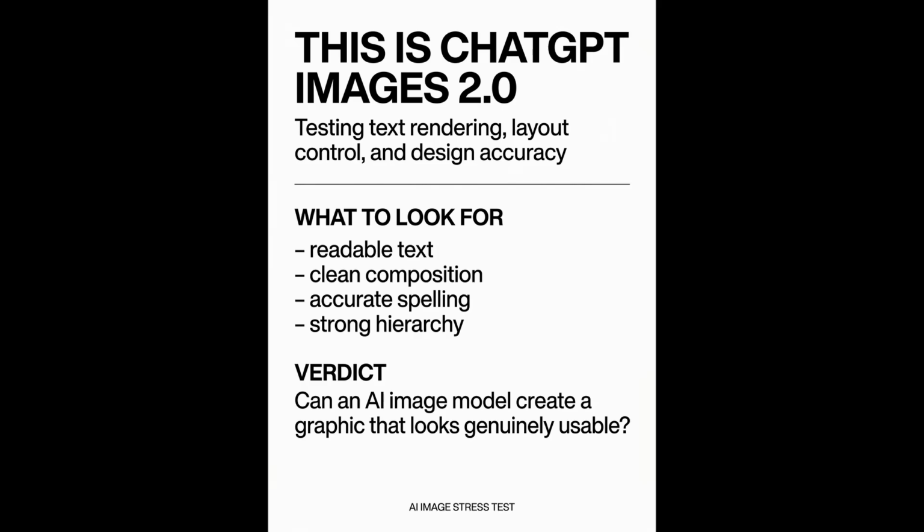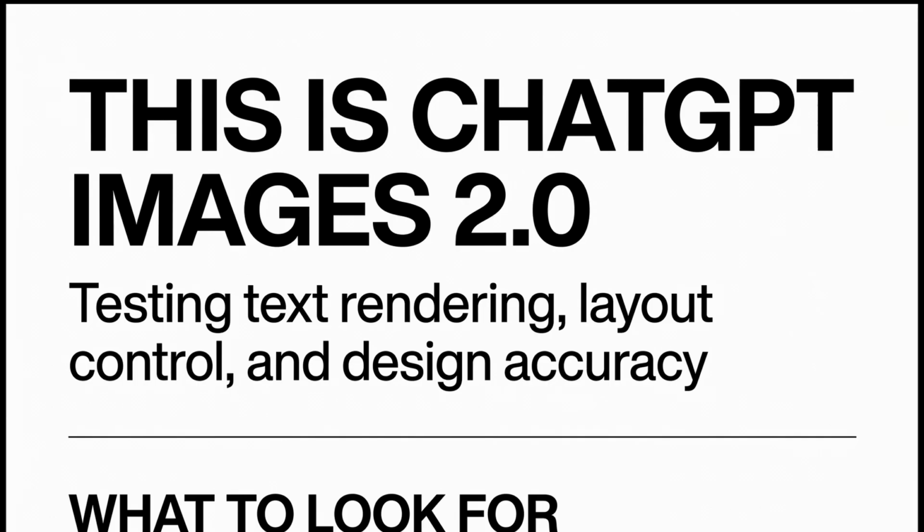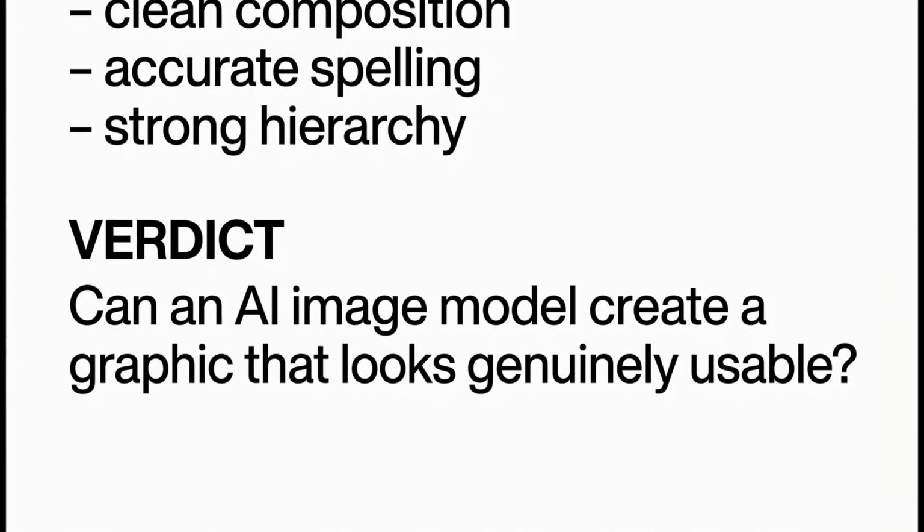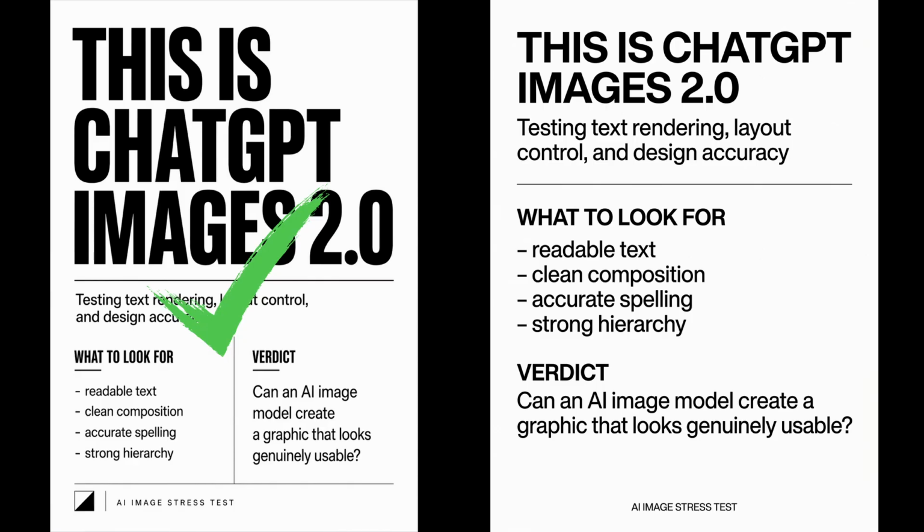Nano Banana just flowed the text top to bottom. The same information but no structure. No hierarchy, no design intent. For dense text work, ChatGPT wins this one.